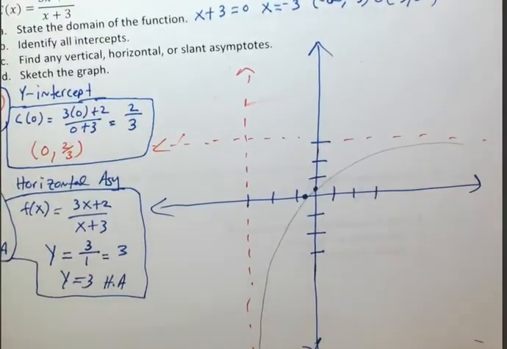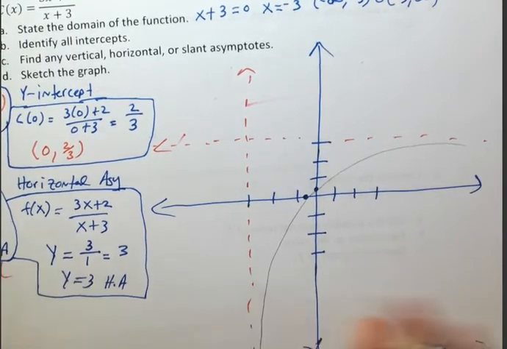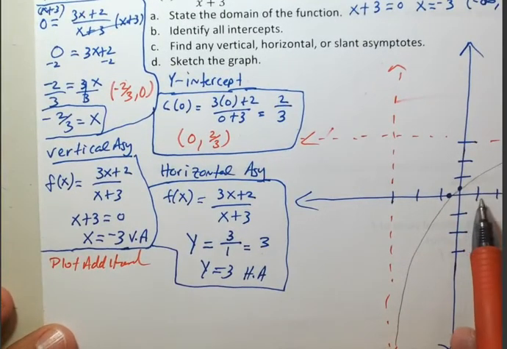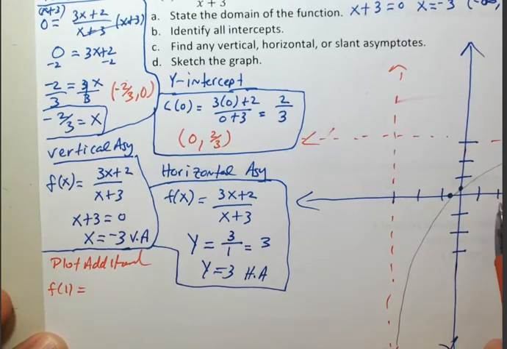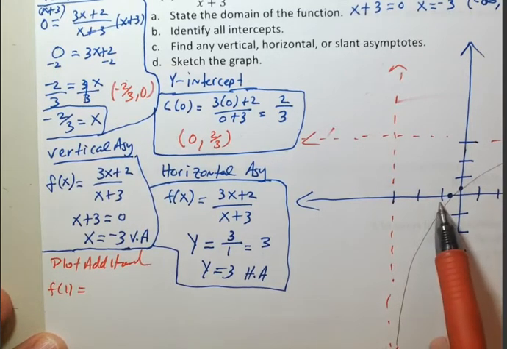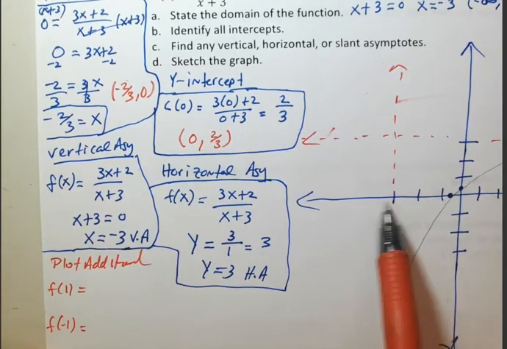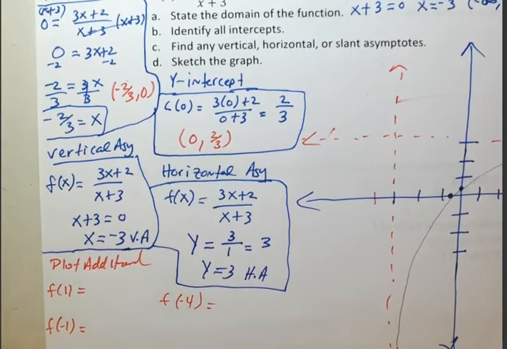So your additional points, some good points to plot here are maybe x equals 1. You can do more, like 2 and 3, or you can do f of negative 1, but it's probably going to be really close here. We can do it anyways. But then you need something on this side of the graph, so maybe f of negative 4. Okay.